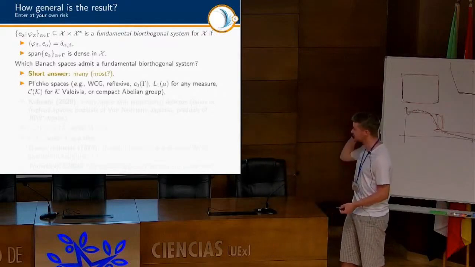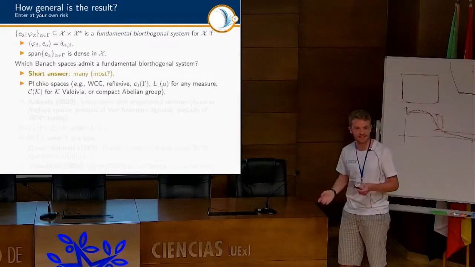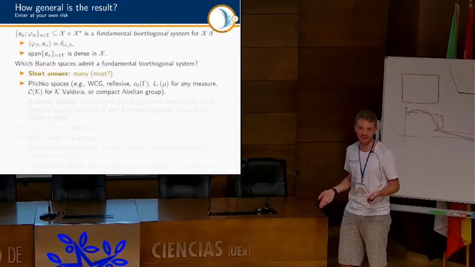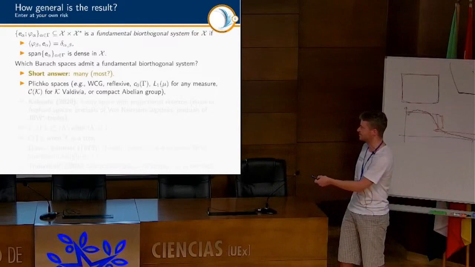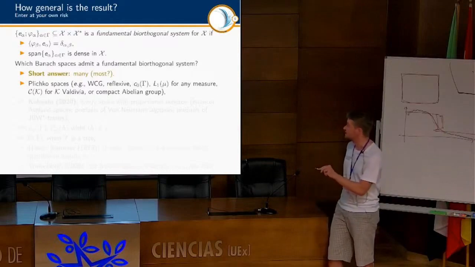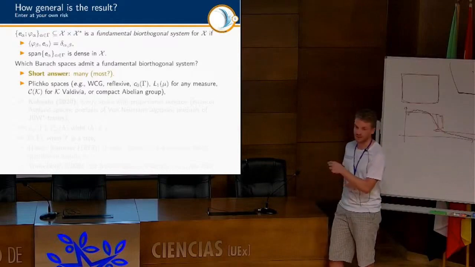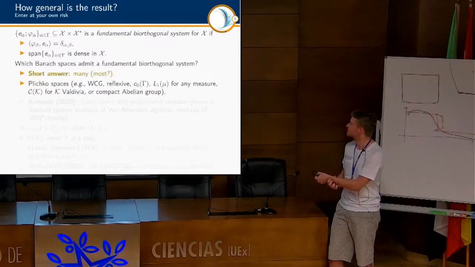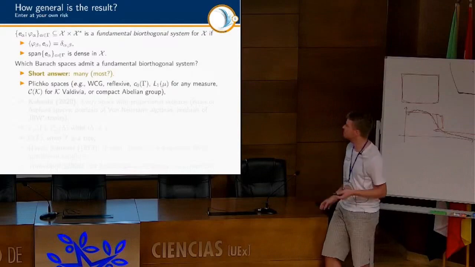Now here is a list of things. I'm not giving any definitions. If you know what they are, fine. If not, just keep with the olive line. For example, Plichko spaces. Plichko spaces include all separable, I forgot to write it, but also separable are here. Weakly compactly generated, reflexive, C0 gamma, L1 for any measure, C of K for Valdivia or for compact abelian, and more.